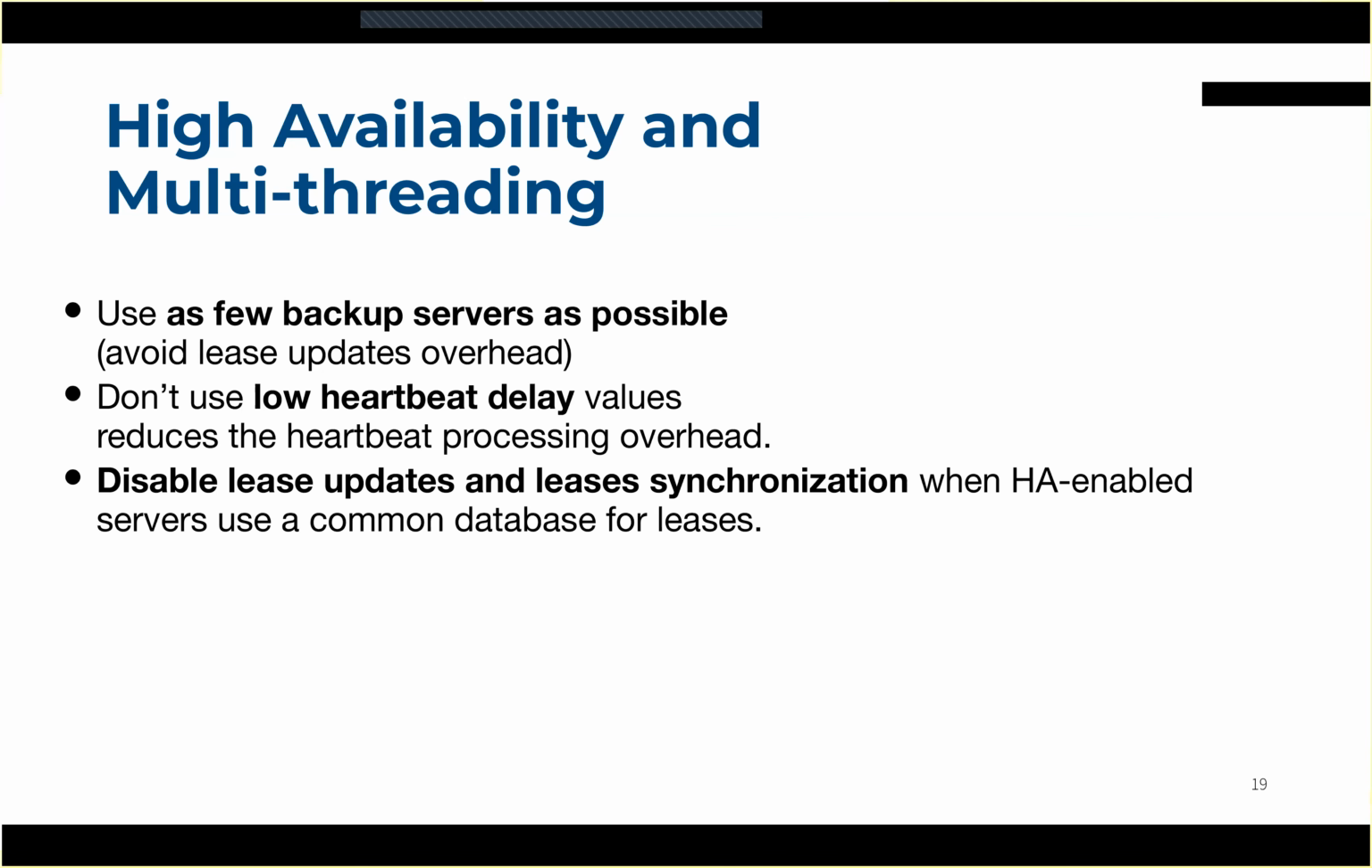Also, if you set up the HA in a way that both servers share the same database, then you don't need to send lease updates between them and lease synchronization. This saves a lot of time. So if you disable both of them, this increases performance. Although I must point out that there's a danger: if your database solution here is not redundant, then you get an illusion of high availability because you have two servers pointing to a single database. If the database fails, both servers will be useless.